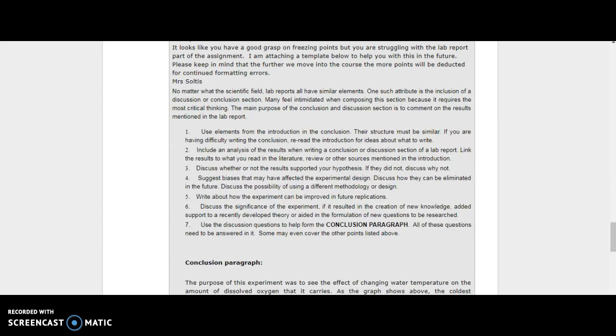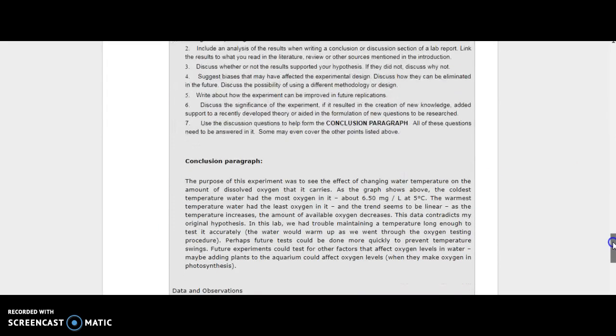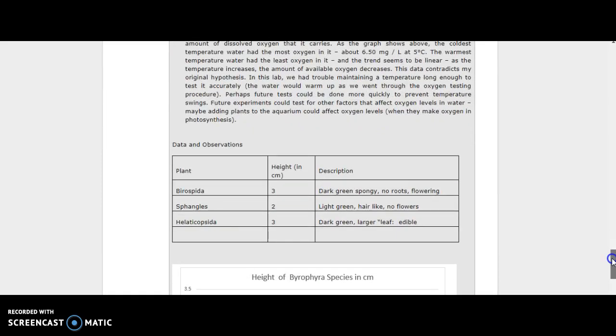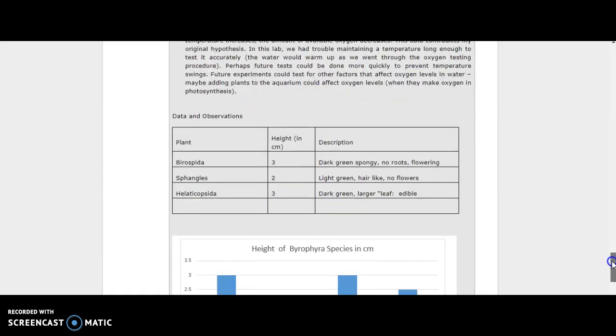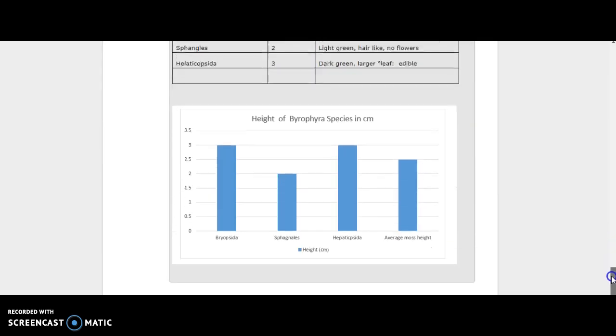And it says, hey, I think you're doing pretty good. This is what I think you could work on. And I've put a lot of time down in here telling this person, hey, you really need to work on your conclusion paragraph. This is how to work on it. This is what you need for the conclusion paragraph. And then, we knew that he needed to work on this data and observation section, so I put in this exemplar so that this person could have a good idea of what was going on.